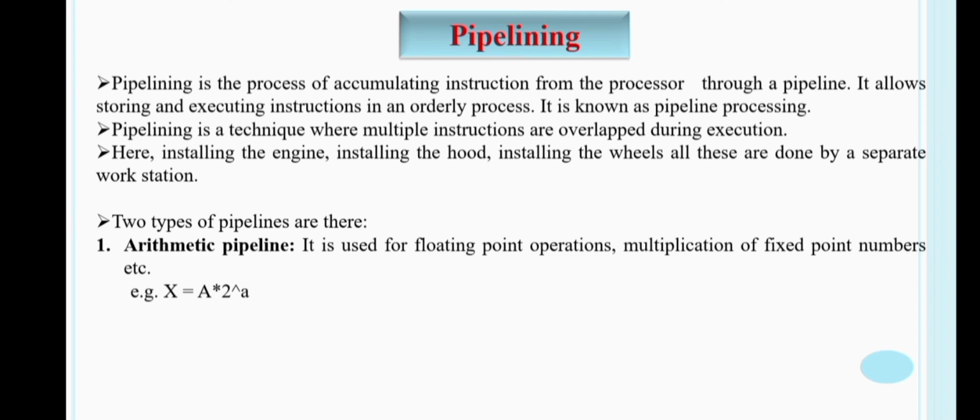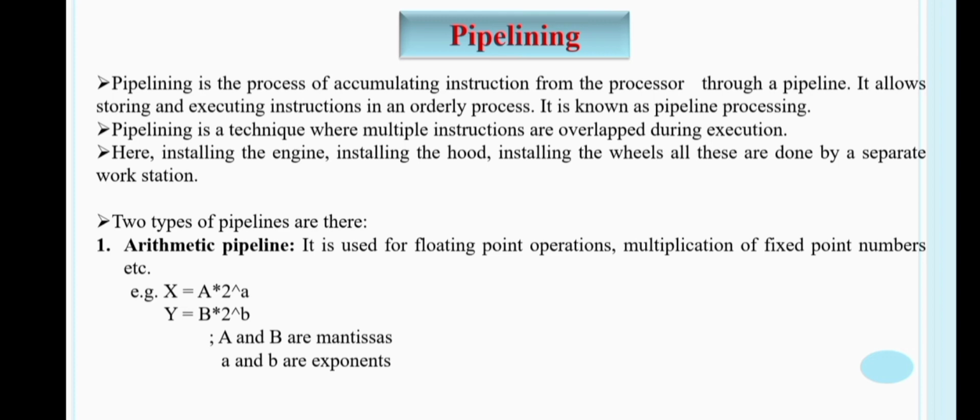the input to the floating point adder pipeline is x equal to A into 2^a, y equal to B into 2^b. Here, capital A and capital B are mantissas, small a and small b are exponents.